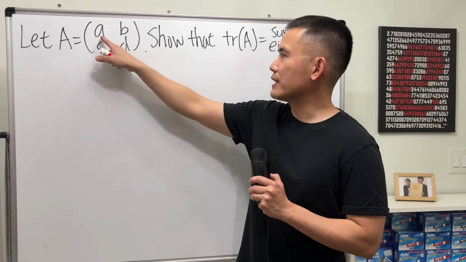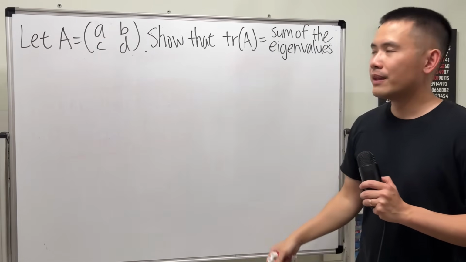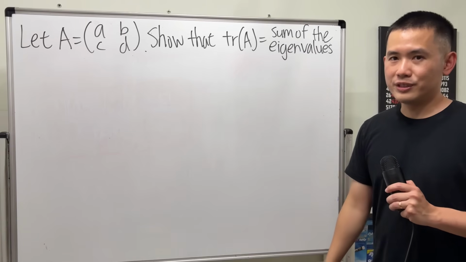It's just you go to a diagonal and you add up the entries. So it's just A plus D. Let's focus on the eigenvalues.